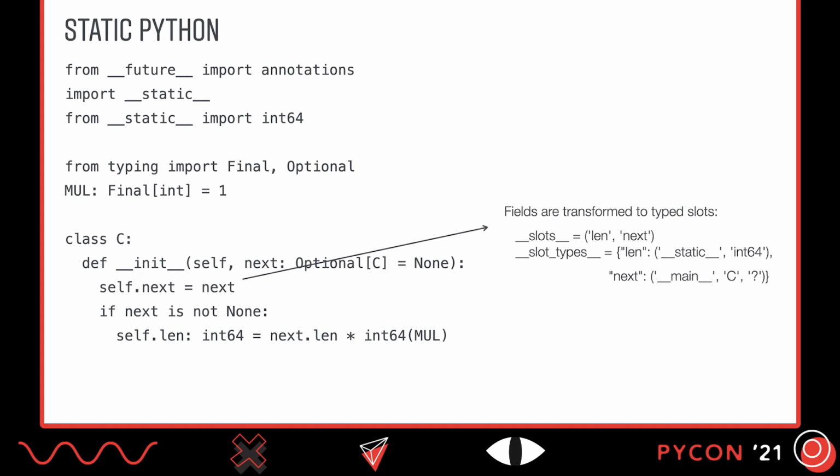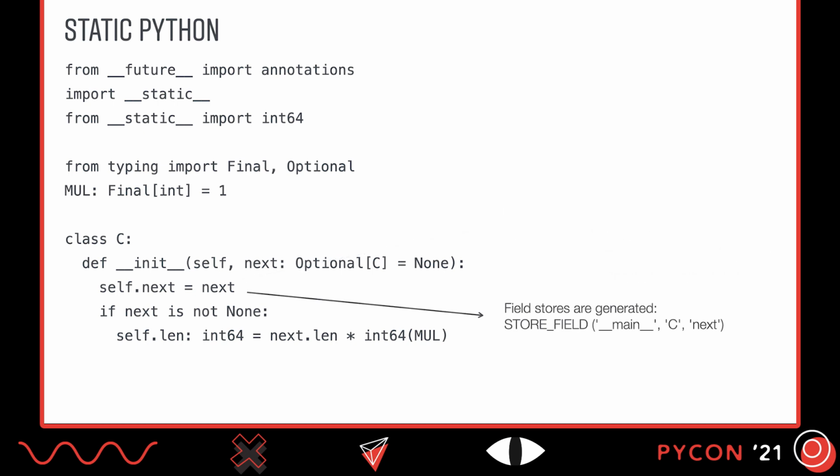We transform the initialized fields in __init__ into slots. And so that ends up with a __slots__ assignment in the generated code for the class. And we've extended this to support slot types. And so here we actually say that length is an int64, and that's just a normal struct member in CPython parlance. And next ends up being typed to this optional C, and we've added a new type descriptor that also does type enforcement when you assign to it.